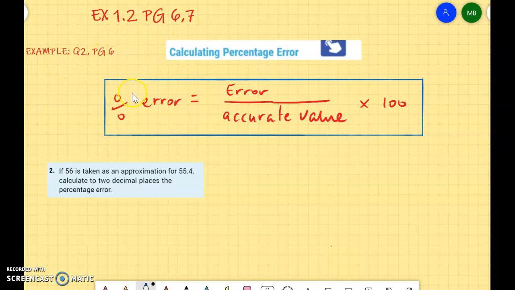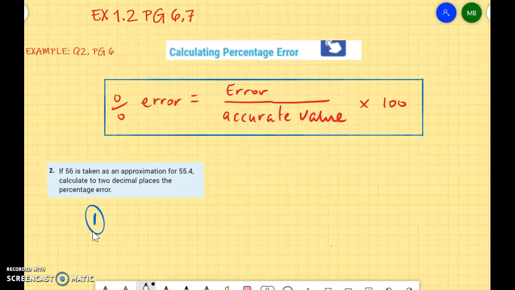So the formula for percentage error is the error over the accurate value, or the actual value, okay, and then you multiply it by 100. So the first step that we have is we need to find out what the error is.